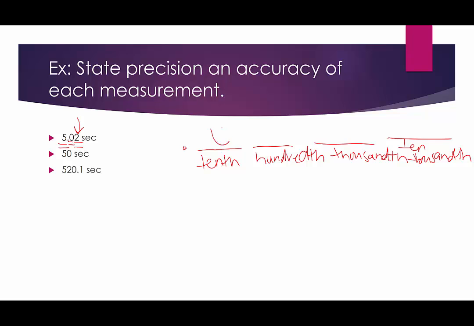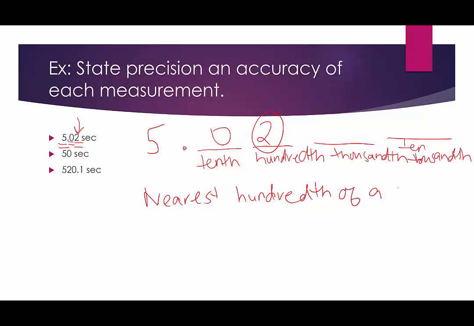So the 2 is in the 100th spot, so that means if it's asking you to round, you would round it to the 100th spot. But for the case of this question, you would say the measurement is precise to the nearest 100th of a second. All right, and then how is it accurate? Okay, what's the accuracy? Well, how many significant digits does it have? It has 3. So it's accurate to 3 significant digits.